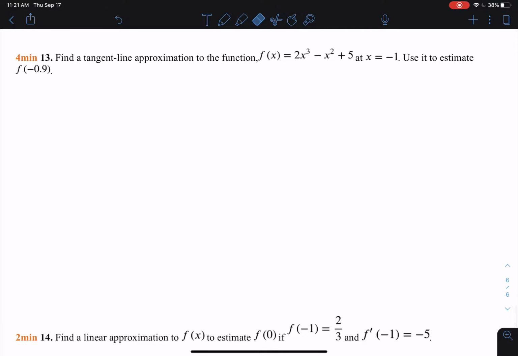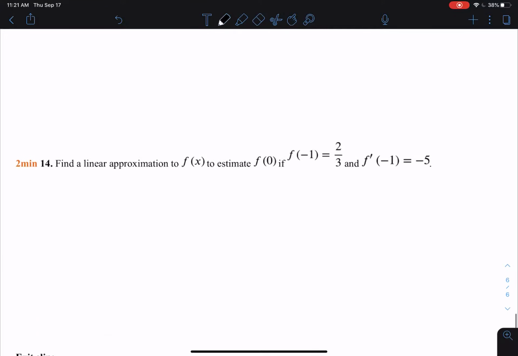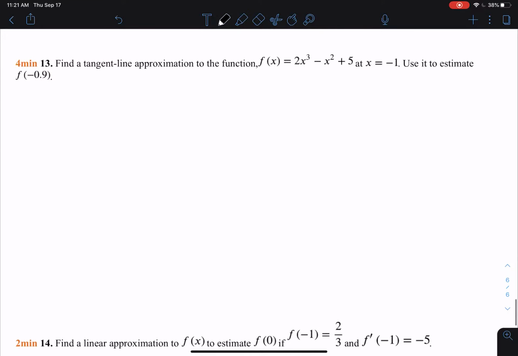Let's try another problem with it. By the way, this is our second to last problem of the day. So we want a tangent line approximation to this function. This is our anchoring point. We'll use it to find the equation of the line, and we're going to use that to estimate this weird decimal value. So let's try it.